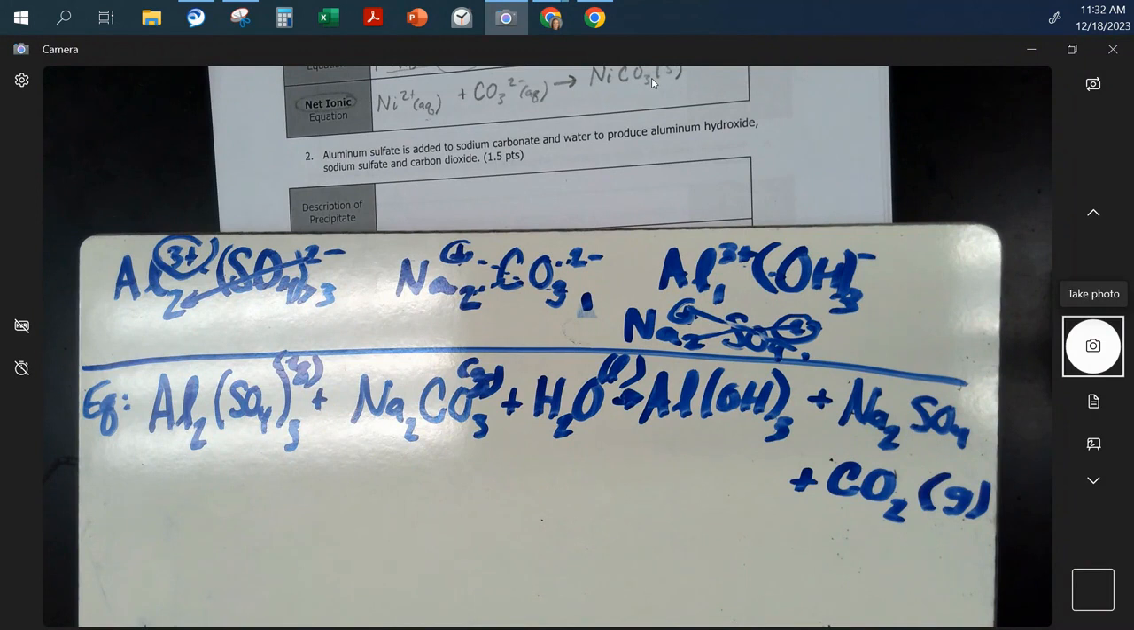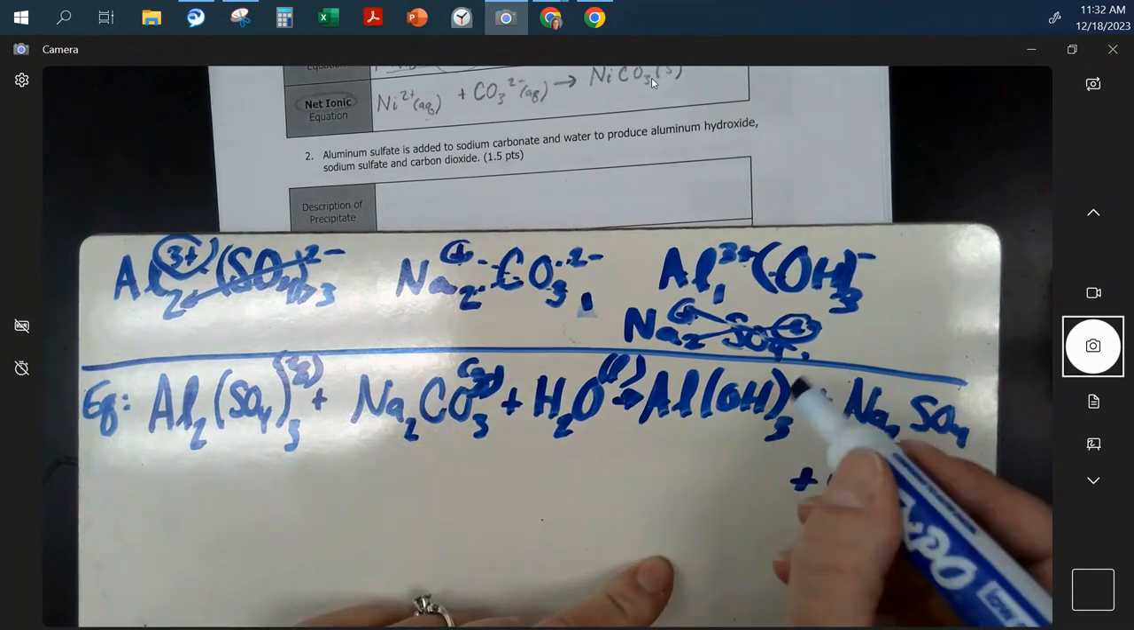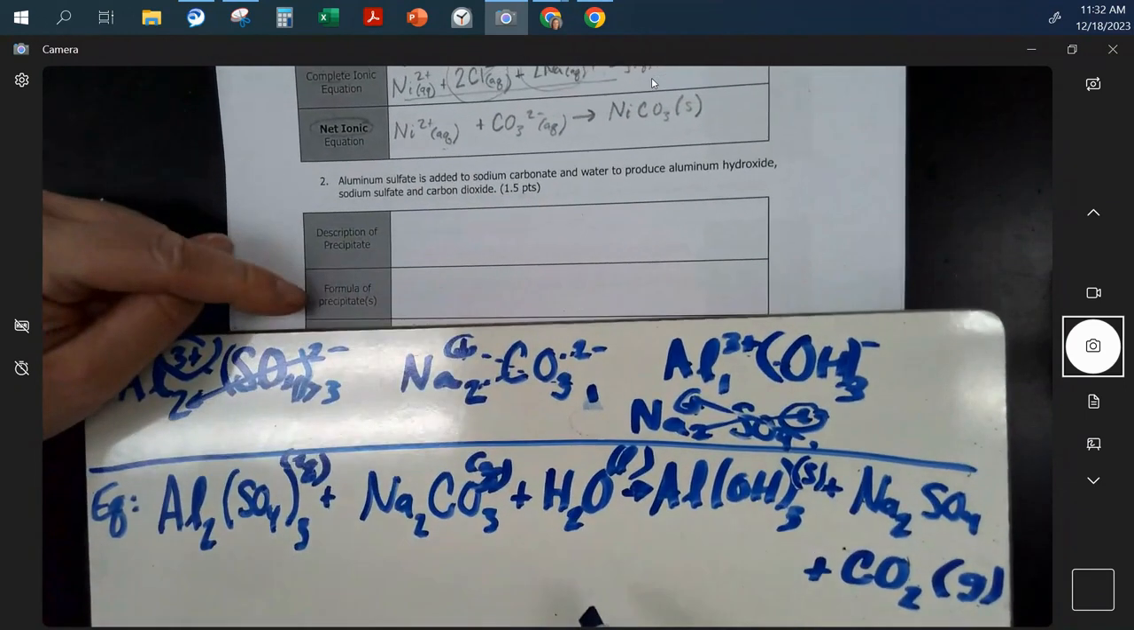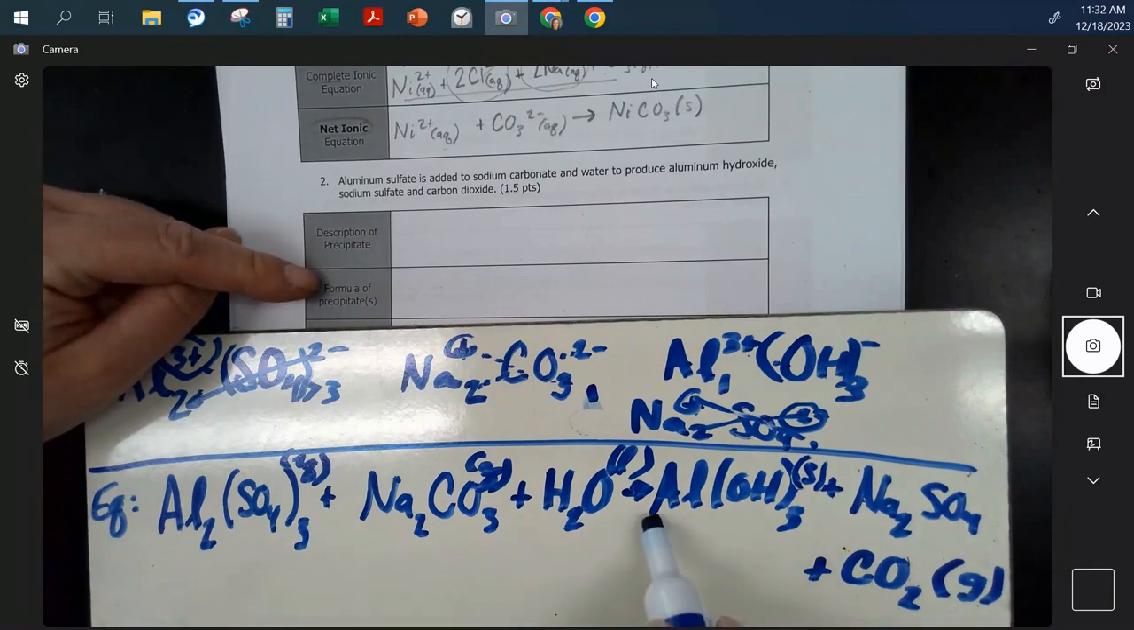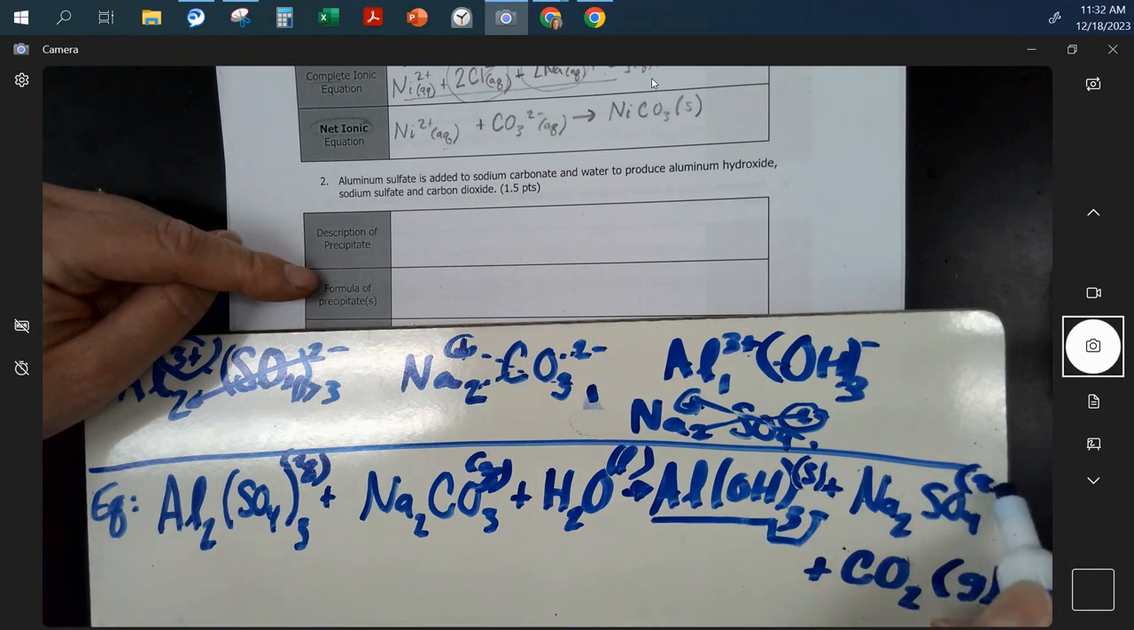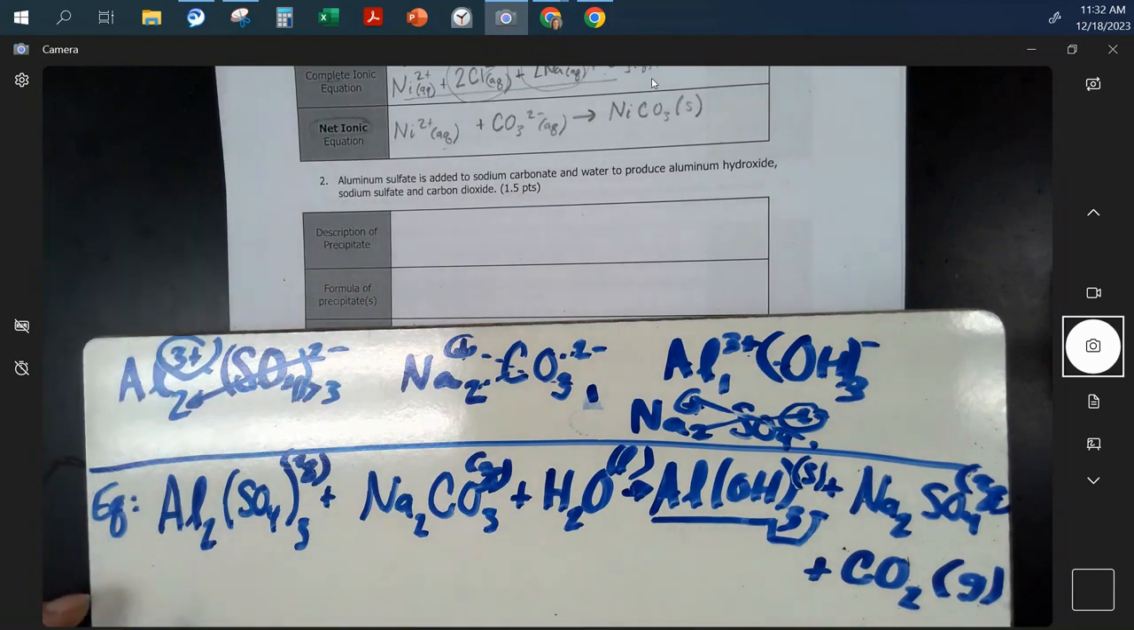Okay, so then we need to label those. The other thing we need to do is we need to balance this. This is not balanced. Okay, so we said this one is a solid. So that tells us what needs to go in this box, formula of precipitate. That is this one. This is our precipitate, solid. This one was aqueous, AQ. This is like our balanced equation, but it's not balanced yet.